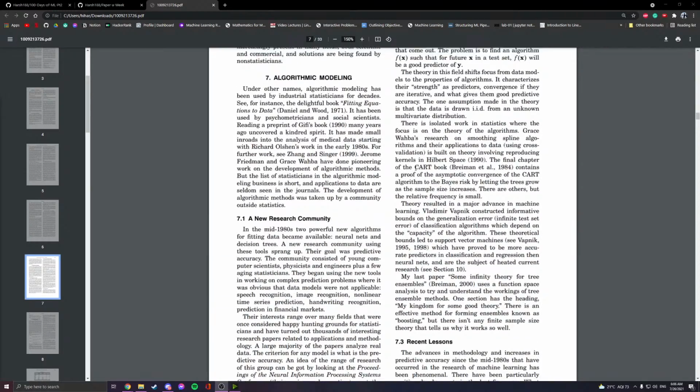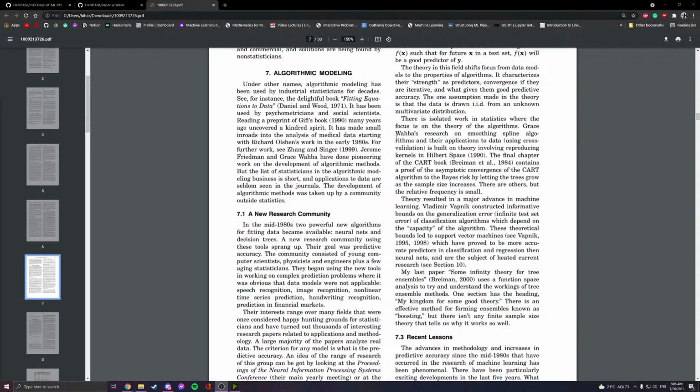All right, let's finish up the section 7 review. Well, not chapter, section 7. All right, so it talks about algorithmic modeling, which kind of encompasses the machine learning community.